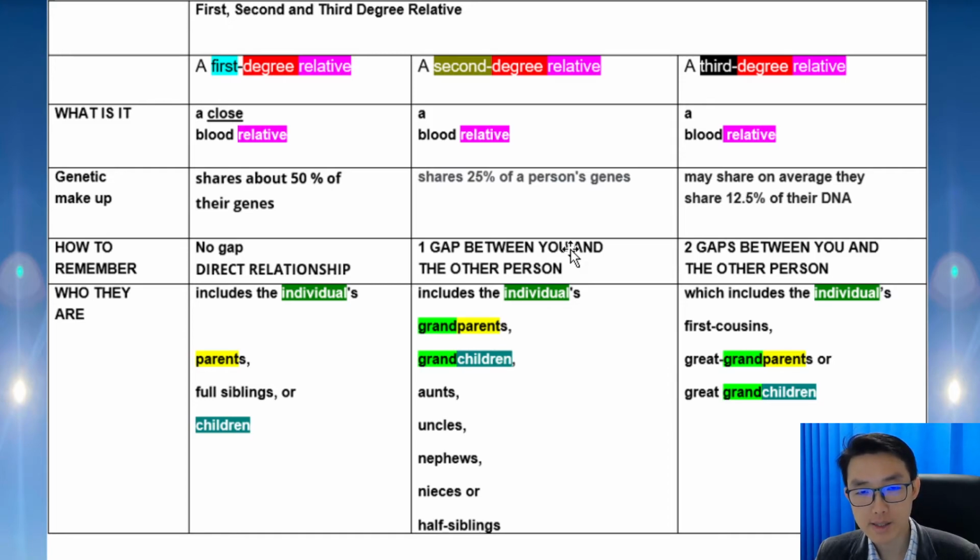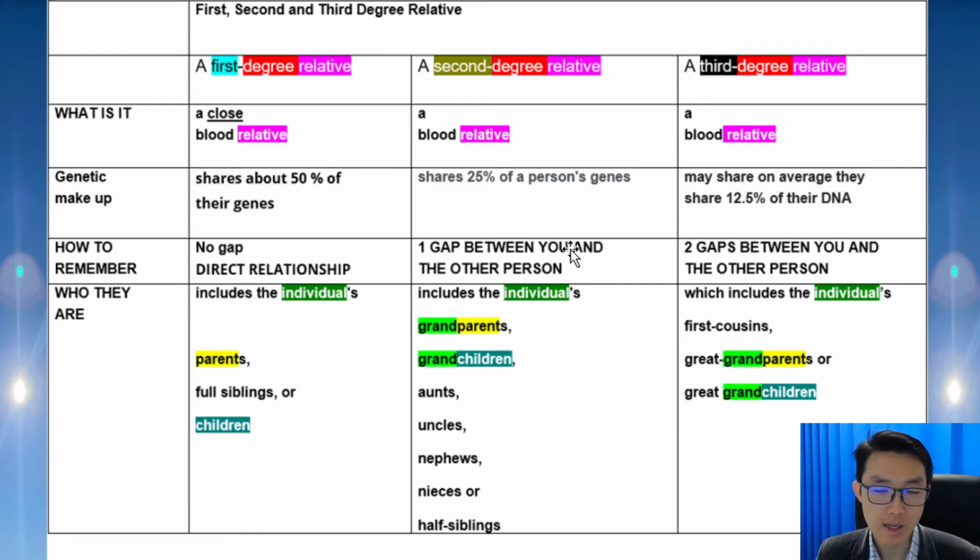Let's say a first cousin on your mother's side. The gaps would include your mother, and then your uncle or your auntie, and then it comes to your first cousin. So there are two gaps.